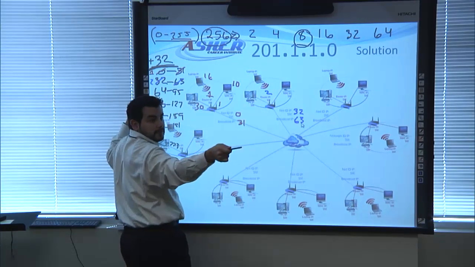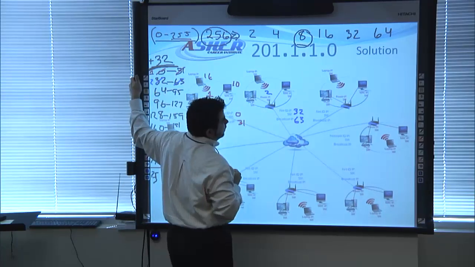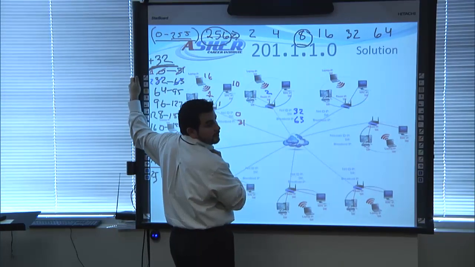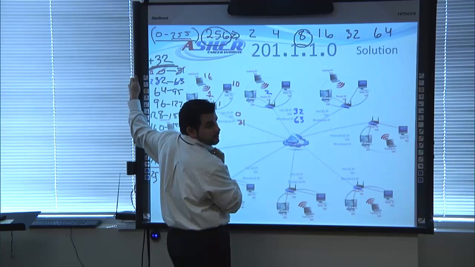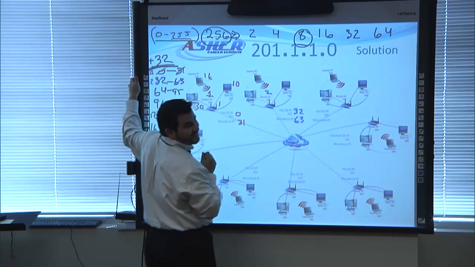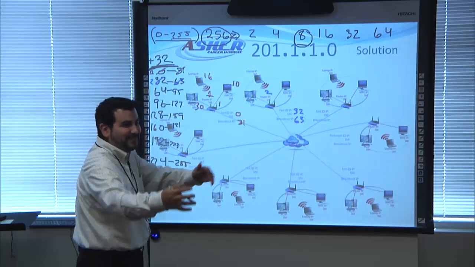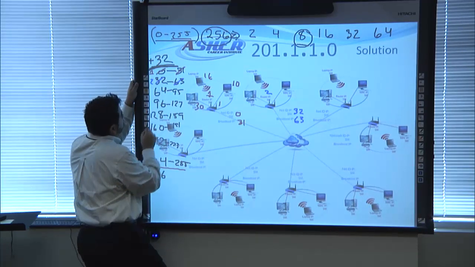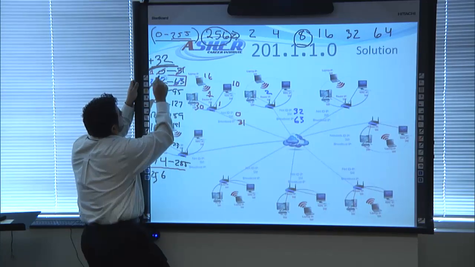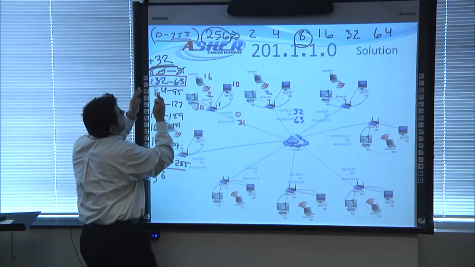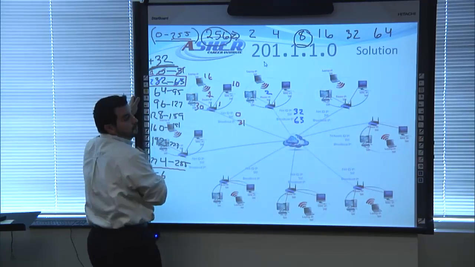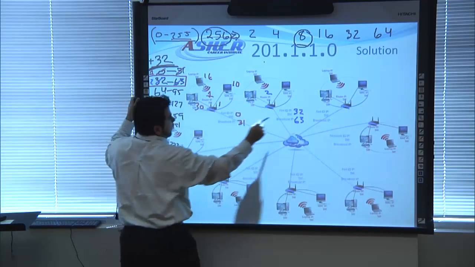Chris, who would the router be? What would be his IP address? Well, say something. So we got this range right here, this group right there. Okay? And now we got 201.1.1.32. Okay? So that's this guy right here.